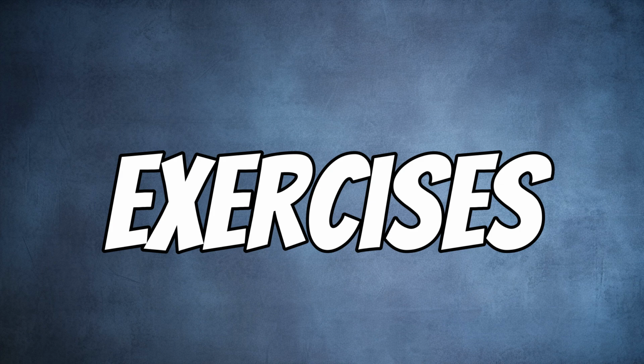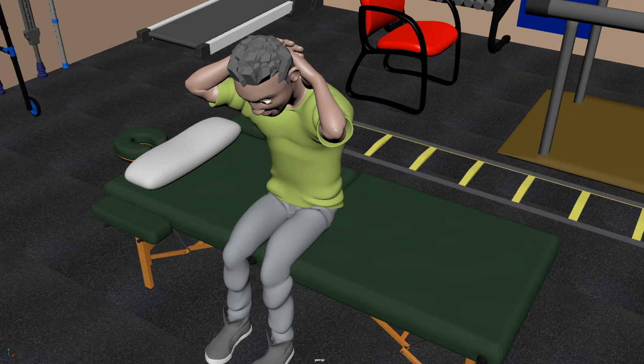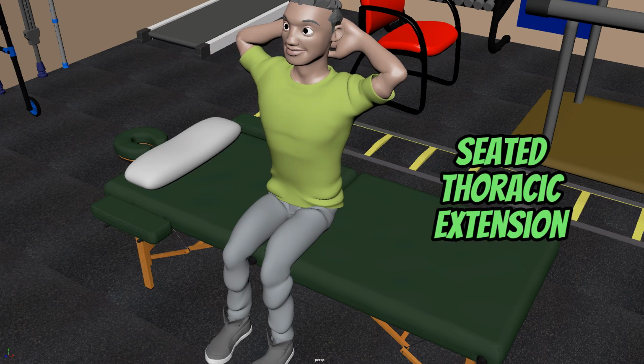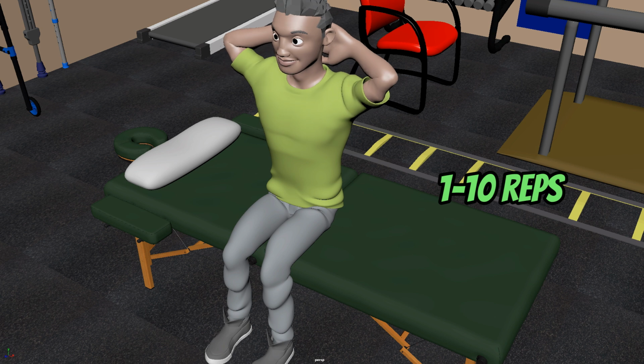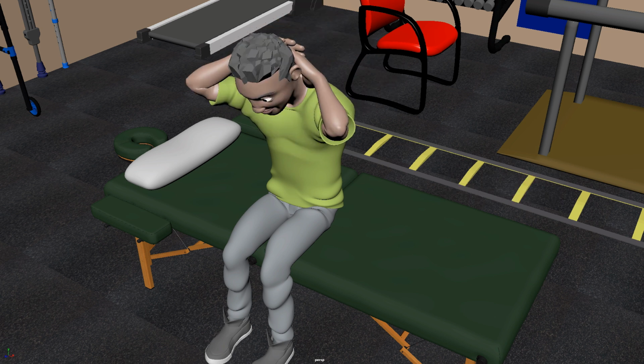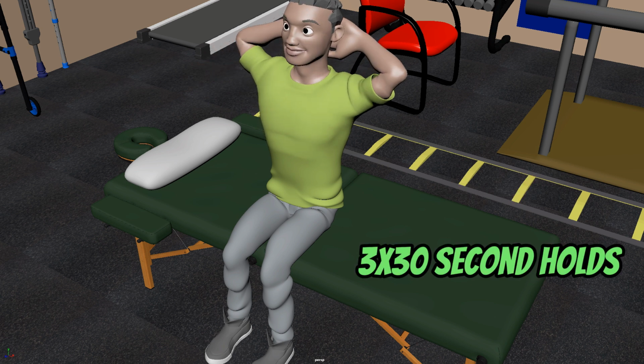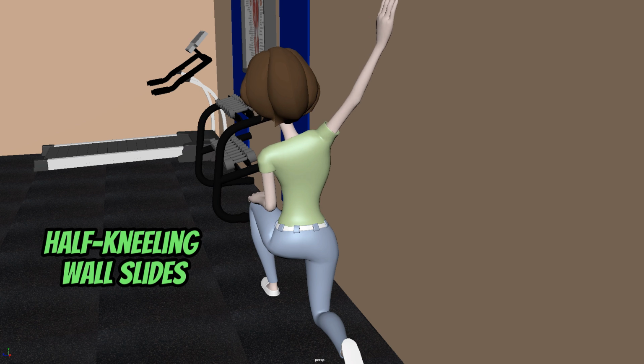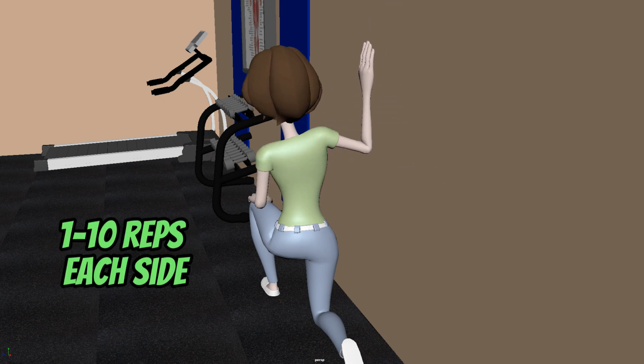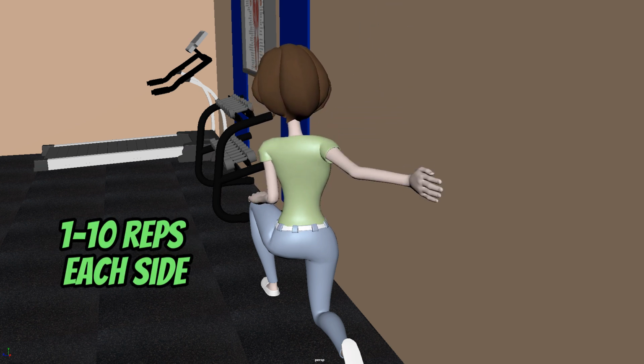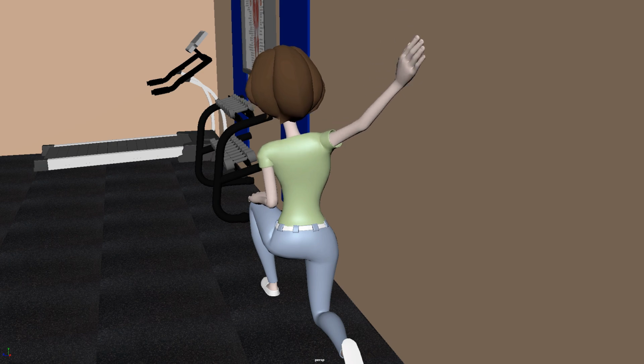For the exercise, a seated thoracic extension active range of motion exercise can be done for 1 to 10 reps, progressing to 30-second hold times for 3 reps. Same with half-kneeling wall slides, since the shoulder overhead motion can also increase thoracic extension.